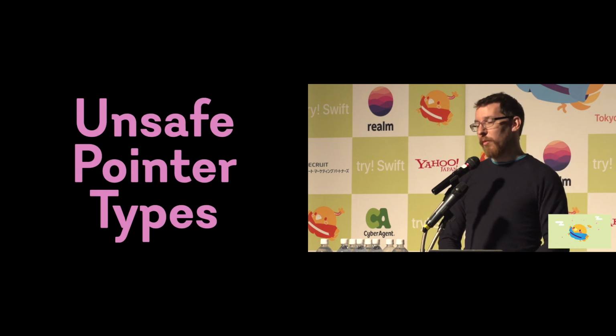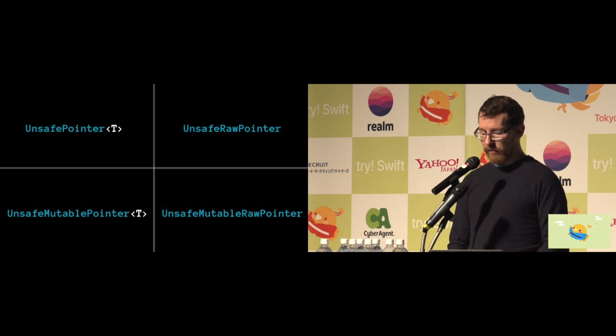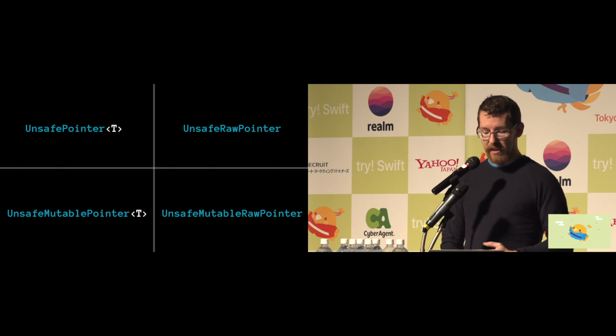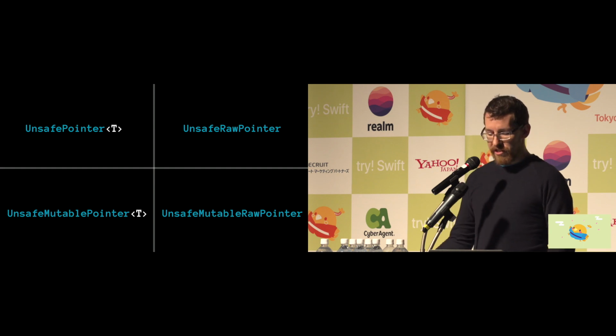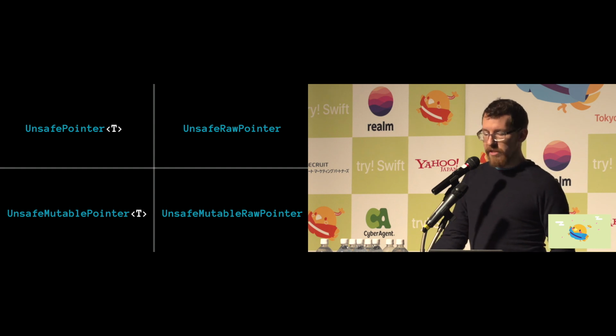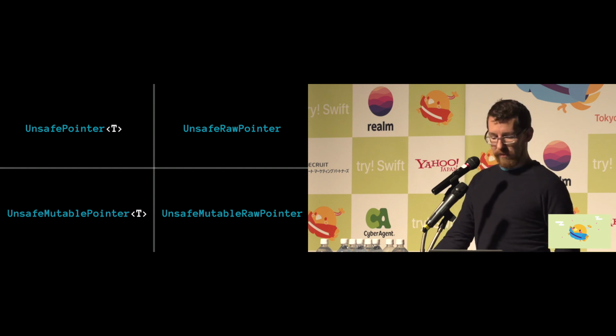There are 8 unsafe pointer types in the standard library, 4 pointers and 4 of what Swift calls buffer pointers. Let's start by looking at the 4 pointer types. Here they are. We have UnsafePointer of type T, UnsafeRawPointer, UnsafeMutablePointer of type T, and UnsafeMutableRawPointer. Each of these is essentially just a wrapper around a memory address. They're just an unsigned integer under the hood, so why do we have 4 different types?